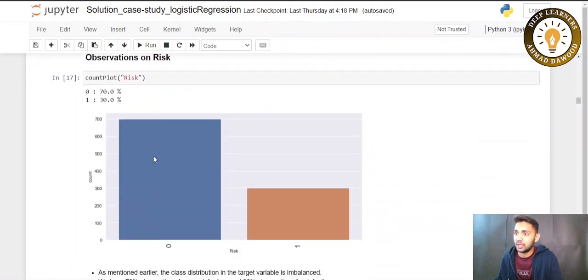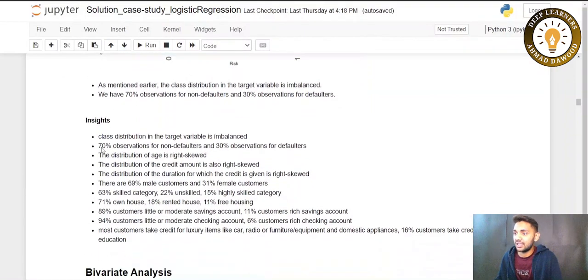Now the last one: in the case of the risk column, 70% belong to the category of persons who are not at risk, just 30% are at risk. So when we list all the insights collectively, you can see the class distribution in the target variable is imbalanced. We have seen 70% of observations belong to non-default and 30% belong to the default category. There are three continuous variables: age, credit amount, and duration, and all are right skewed.